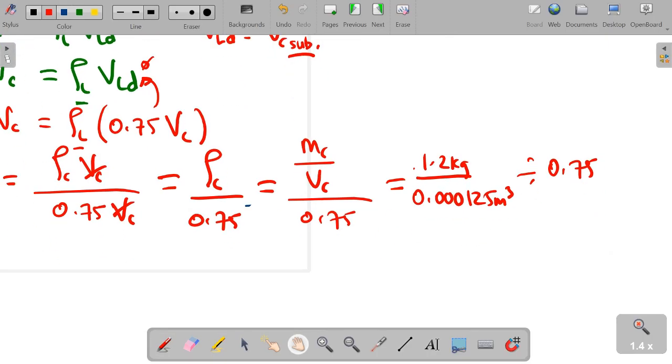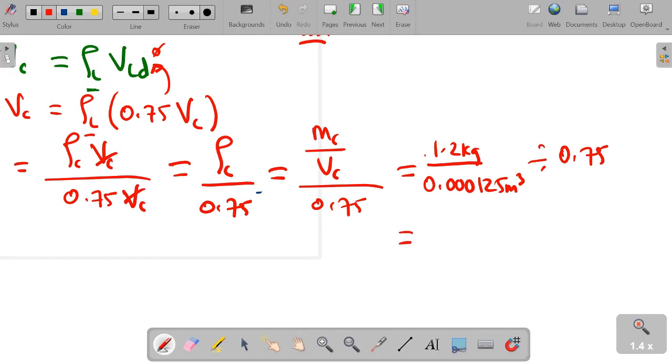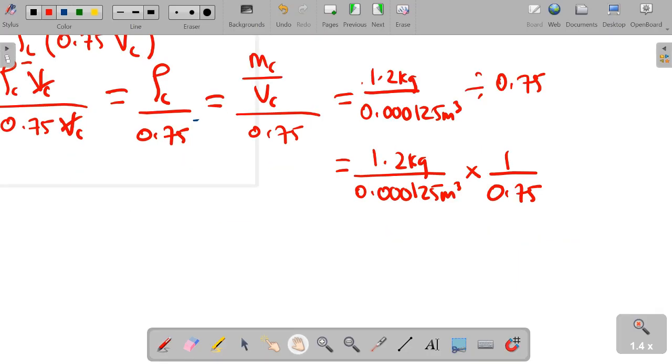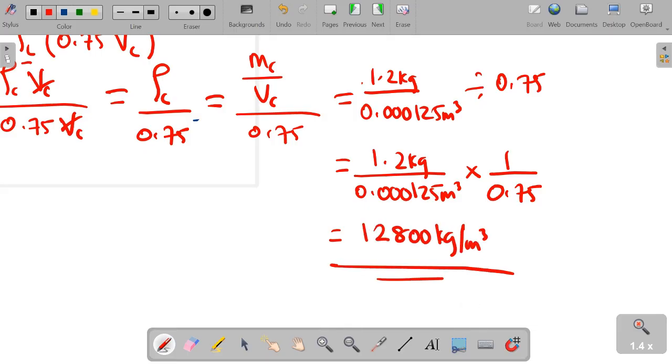So if you calculate everything, you end up getting 1.2 kg divided by 0.000125 cubic meters times 1 over 0.75. Actually, let's just do the final answer, which is 12,800 kg per cubic meter. This is the density of the liquid.